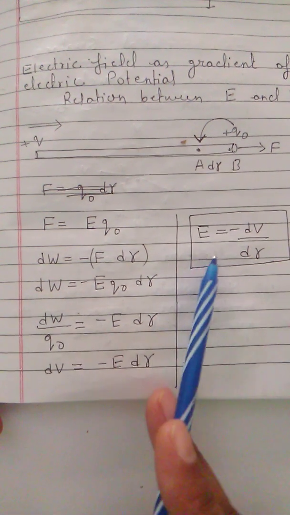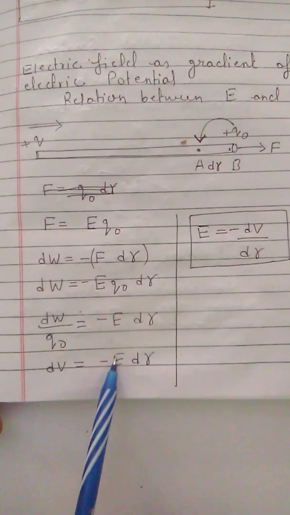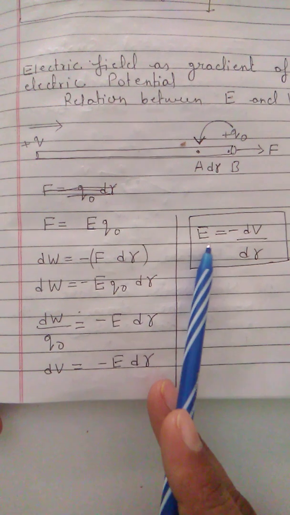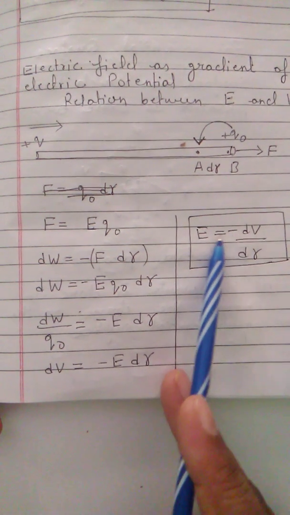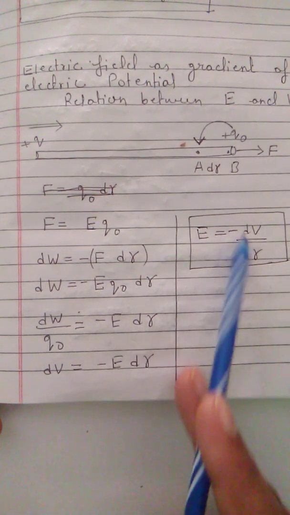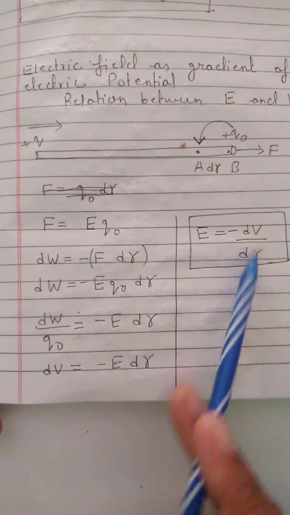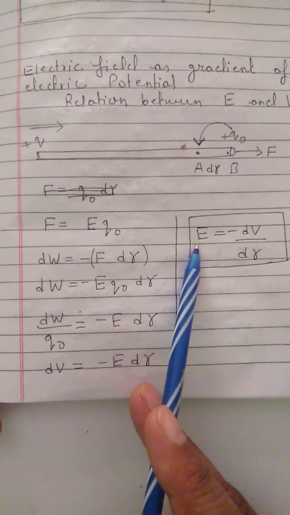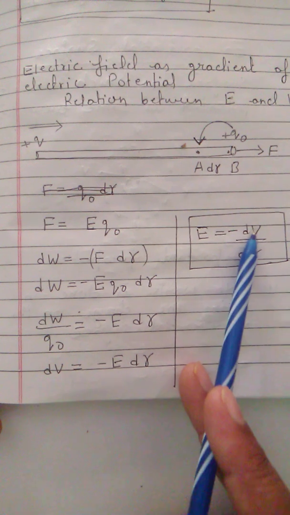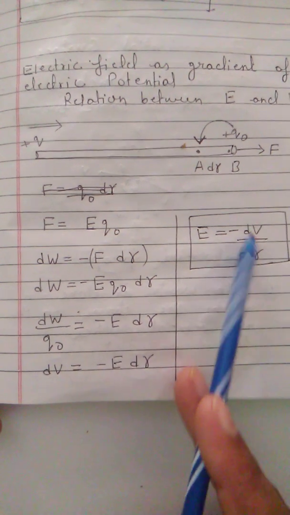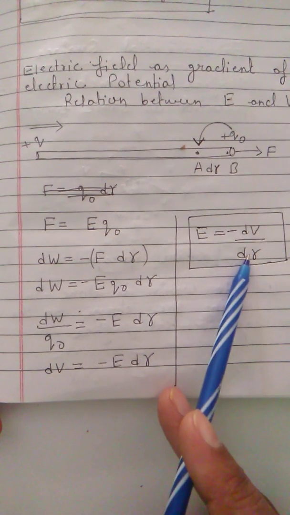So from here we can calculate the value of E. This is the way of writing it in another way. So that means E equals minus dV upon dr. This is also called the potential gradient, and this is the relation between the electric field and the potential difference, and this is called the potential gradient.